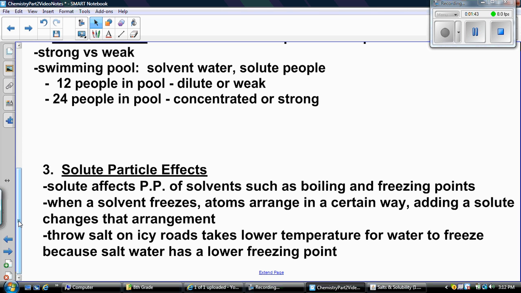So as an example, salt, when it dissolves in water, changes water's freezing point. So water normally freezes at 0 degrees Celsius. You add salt to water and that lowers the freezing point below 0, to -10, -15. So that's why we throw salt on roads when it's snowing or icing, because that means that the water won't freeze if the temperature is above 0, or if it's even a little bit less than 0. And that's what helps keep our roads safe.